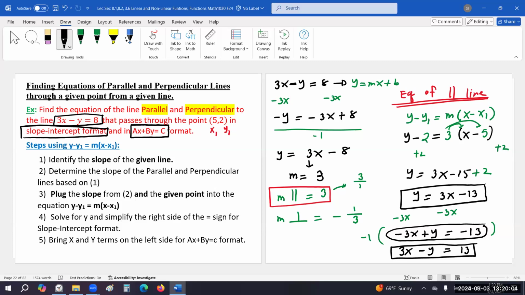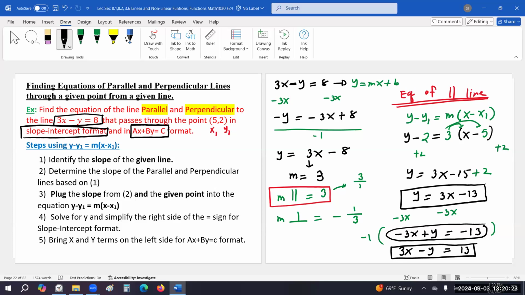So this is the equation of the parallel line. Observe the original line has equation 3x minus y equals 8, and our equation is 3x minus 1y. That side is the same. Our constant is just different.